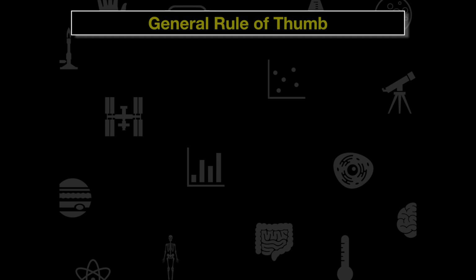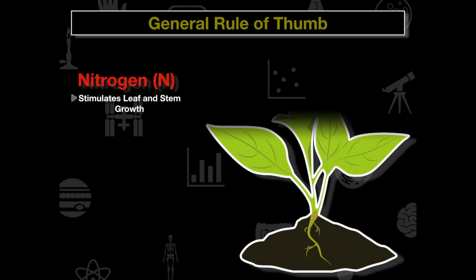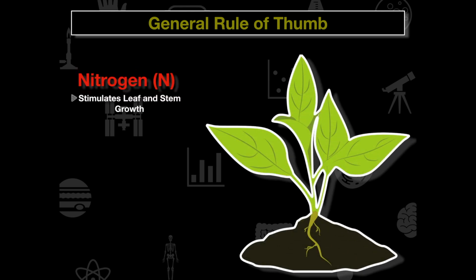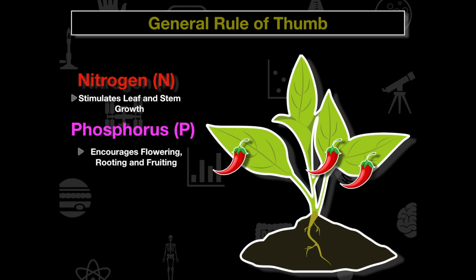However, when we talk about photosynthesis and talk about plants in more detail, this is not going to give us the complete picture. So remember, this is a general rule of thumb. So nitrogen is going to stimulate leaf and stem growth here. So it's going to allow the plant to really grow upward and allow those leaf and stems to grow very hardy. Now, phosphorus is going to encourage flowering, rooting, and fruiting. So it's going to encourage fruiting bodies and allow the roots to expand in that soil.